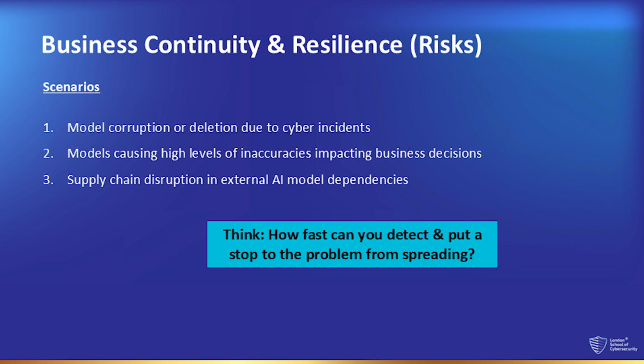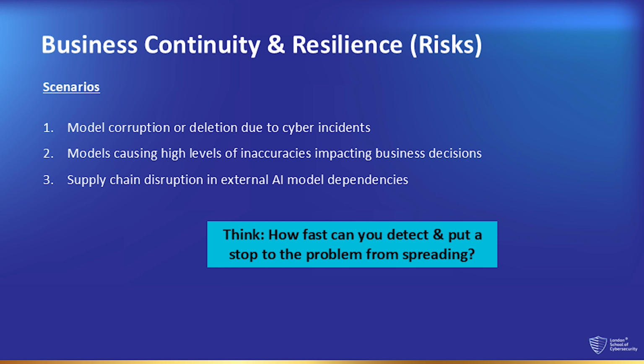What if my models start behaving badly, the number of inaccuracies is very, very high, and it starts impacting the business decisions? How would we recover from that, right? Because we need to maintain a balance, right? Yes, we need efficiency, but the business decisions need to have some level of accuracy. So that's another scenario of risk from a business continuity and resilience perspective.